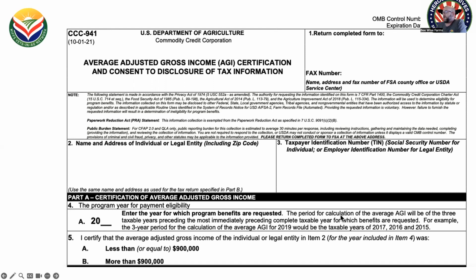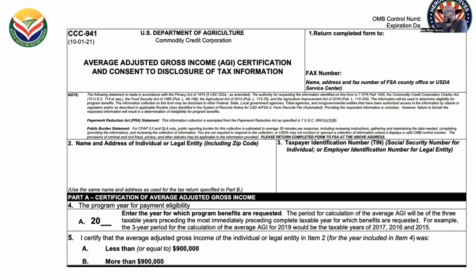The period for calculation of the average AGI will be the 3 taxable years preceding the most immediate preceding complete taxable year for which benefits are requested. So, for example, if it's the beginning of 2023 and you're applying for 2023 benefits, but you haven't had your 2023 taxes done, you're going to be using 2022, 2021, and 2020 tax returns in order to make this statement. So that's an example. You're using the 3 preceding years to the year that you're going to be producing it.